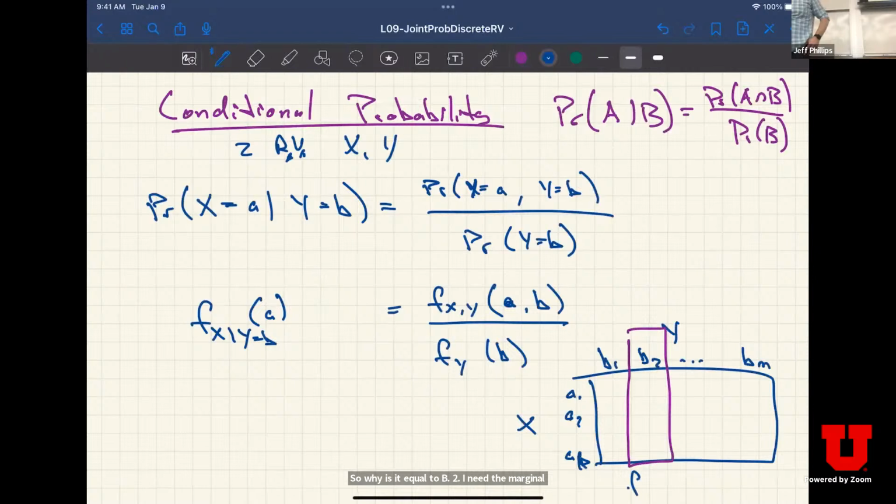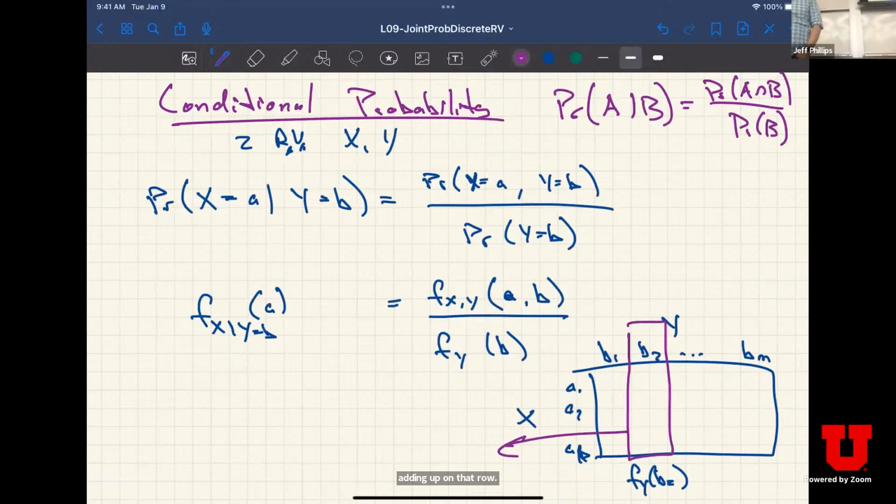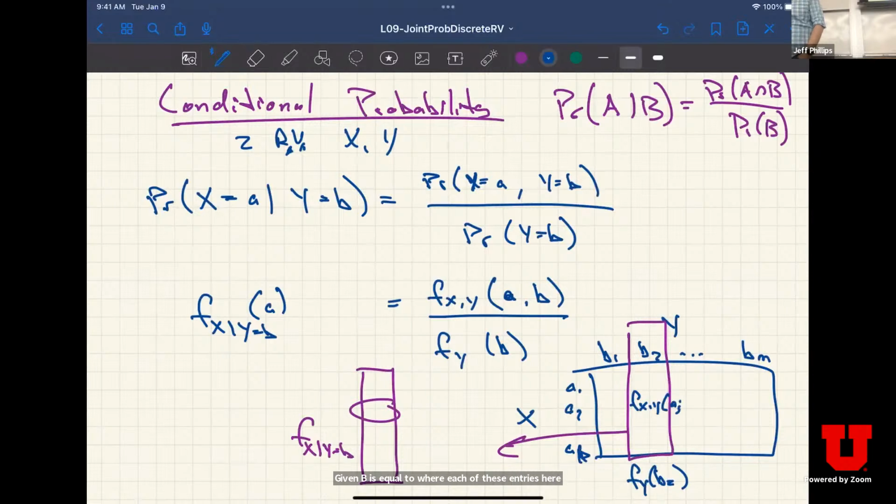I need f of y B2, right? I need to calculate this by adding up on that row. And so now I can have this row, I can say that f of x, y given B is equal to, where each of these entries here, this value here would be f of x, y a_i, b2, right? So that's the entry that was in the cell.